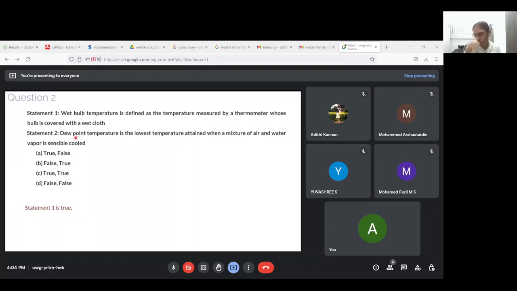So, what about statement 1 and statement 2? So, what is wet bulb temperature here?